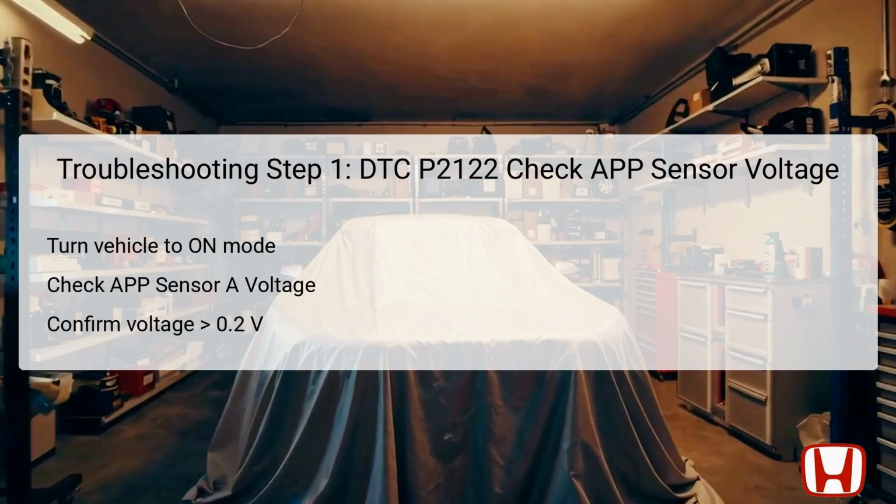Normal conditions indicate that the voltage output is greater than 0.2 volts. If the reading shows below this threshold, it confirms the existence of the fault. Successful completion of this step helps narrow down the issue to the APP sensor or its circuitry.